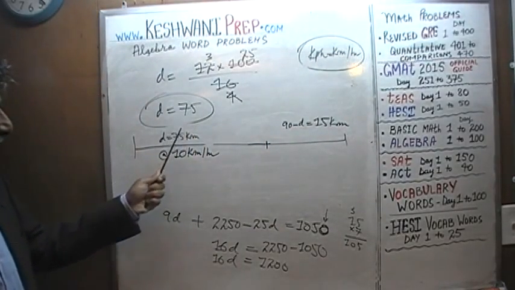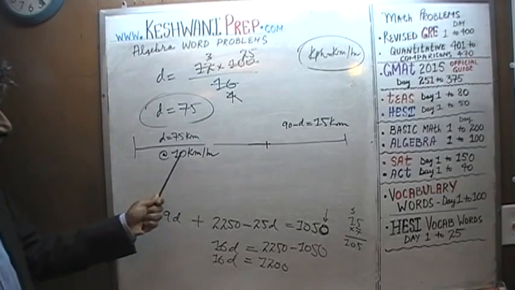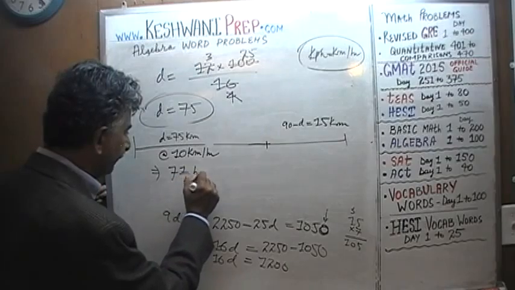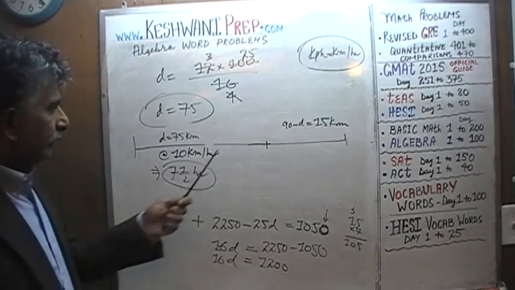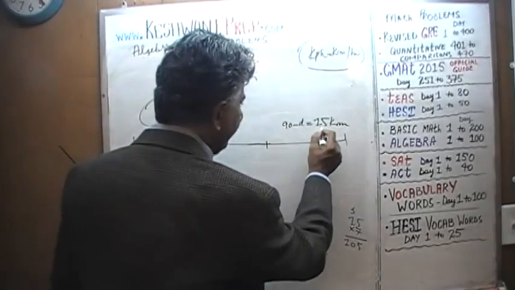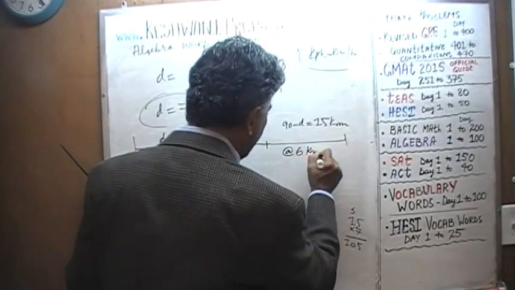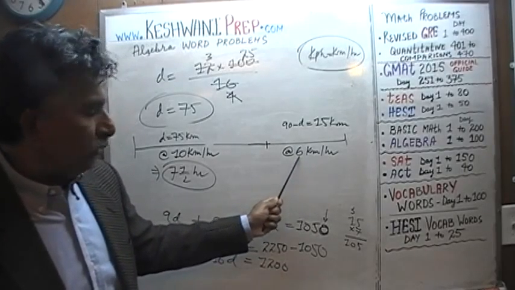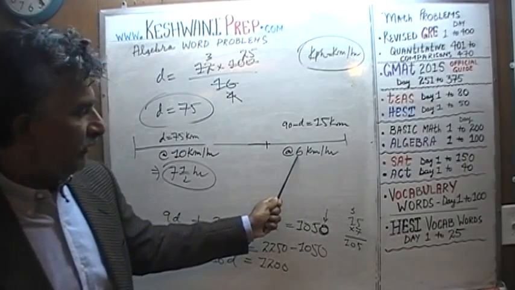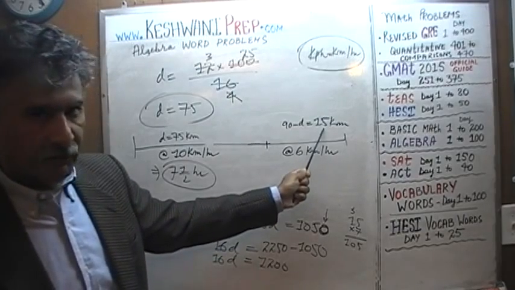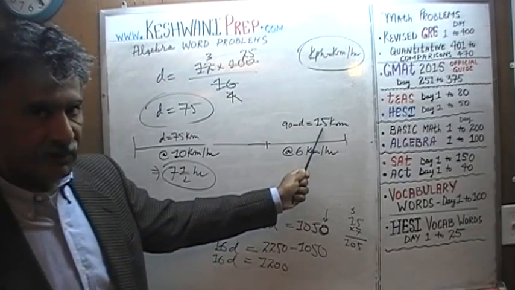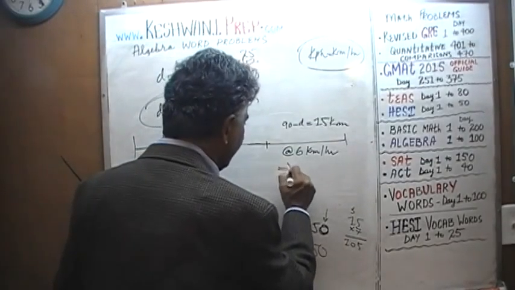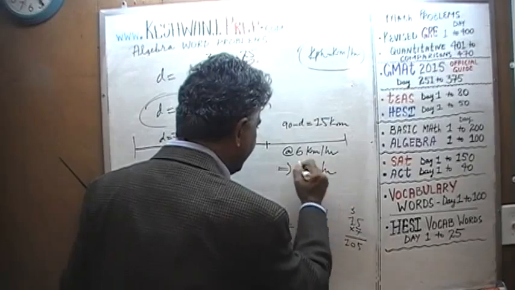So if you travel 75 kilometers at 10 kilometers per hour, it will take us 7.5 hours. That's the first part. And then we switch to 6 kilometers per hour, 15 kilometers at 6 kilometers per hour. In 1 hour you're going to do 6 kilometers. In 2 hours you will do 12 kilometers. And then to go another 3 kilometers, because we want to go 15 kilometers, will take another half hour. So that means this will take 2.5 hours. And that's it, we're done.